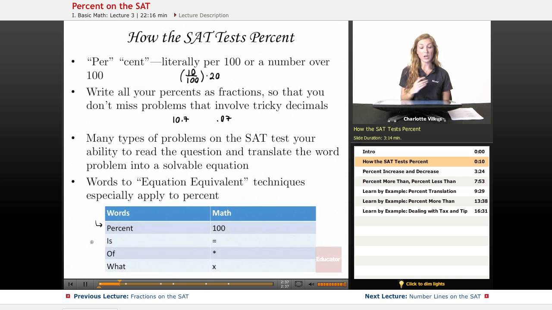The other thing that comes up a lot, especially in really basic percent problems, is if we see the word is, that means equals. Of, so 10% of 20, is really telling us to multiply the two. And finally, when we see the word what, so what number is, or what is 10% of 20, we're talking about a variable. The what is what we don't know. So using these, we're going to go over some practice problems together.